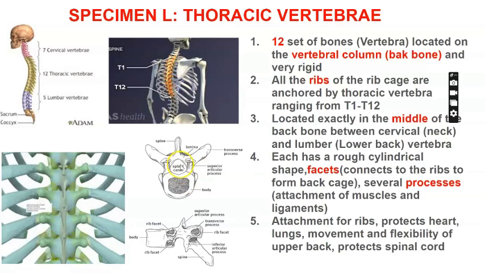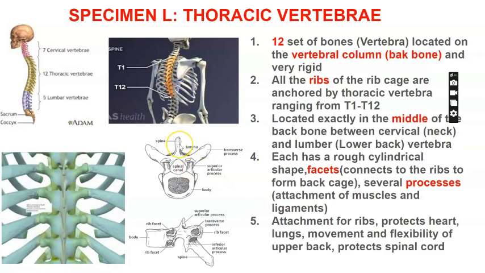This is what a typical thoracic vertebra looks like. Know that some of the important features you should indicate when drawing this is that each vertebra has a rough cylindrical shape. It has facets. The facet connects the ribs from the back. It forms the back of the ribs. Then it has several processes. These processes are used for the attachment of muscles. So you can see a process here. This is a transverse process. This is the superior process.